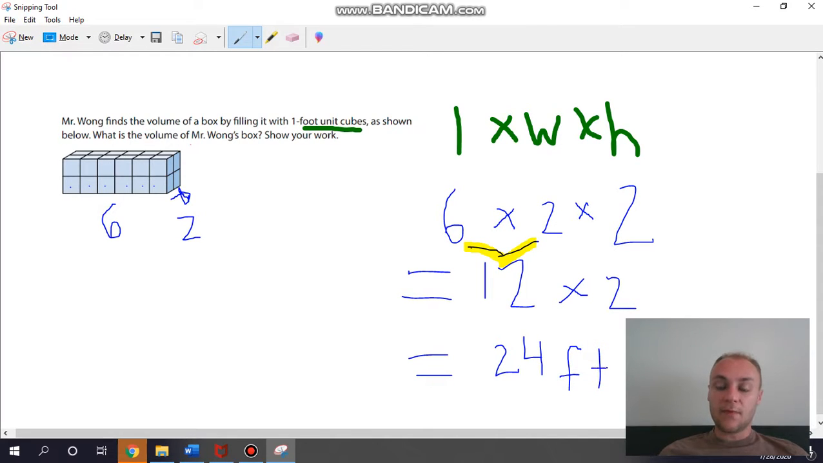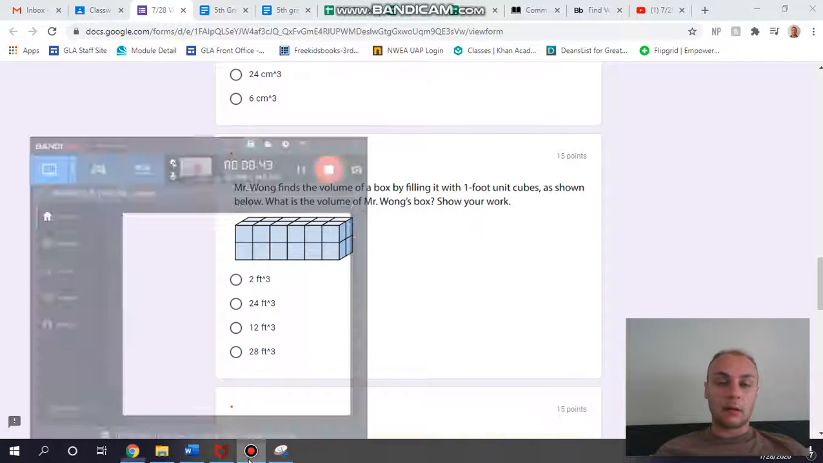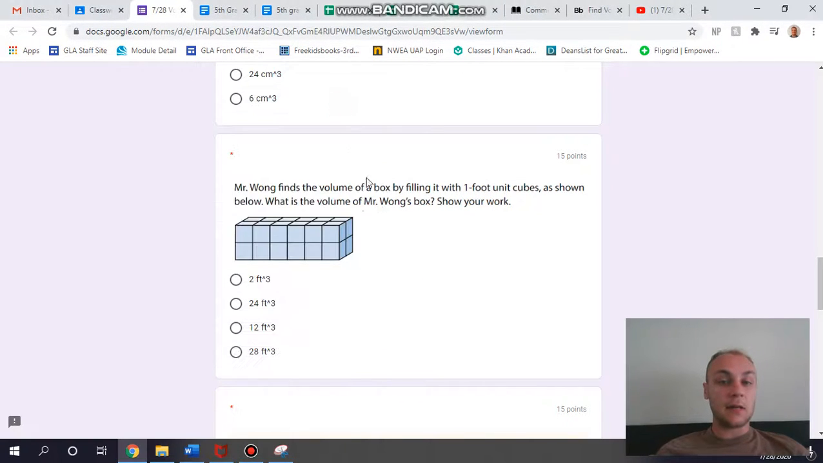And because we're finding volume for a 3D shape, we need to do it to the 3rd power, okay? There we go. Those are actually going to be my only 2 examples for today. I don't think you need anything else from me.